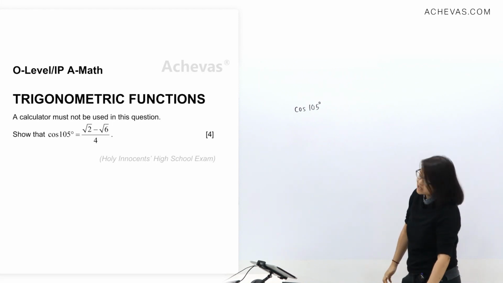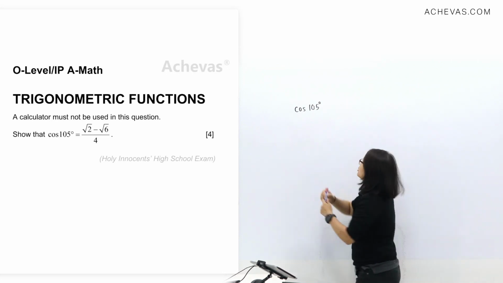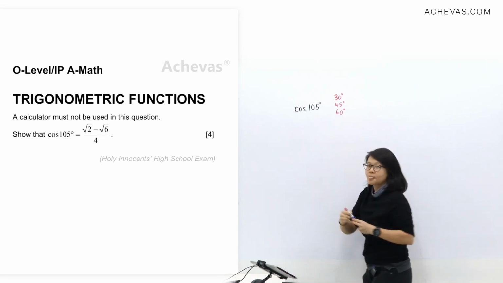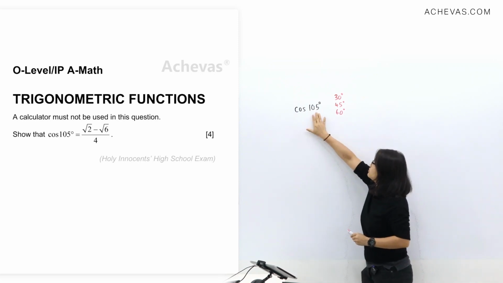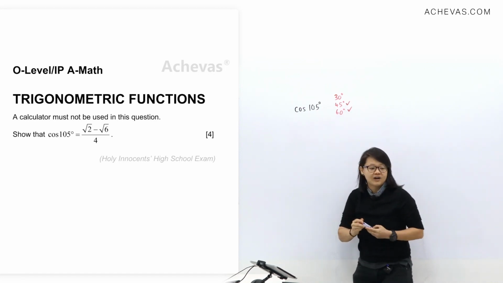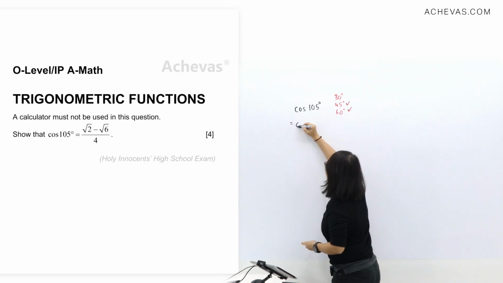Let's take a look at the angle 105 here. We're going to write down the special angles. So we know that the special angles are 30, 45, and 60 degrees. Now let's take a look at what we can change 105 to. So we know that 45 plus 60 is going to be 105. So I'm going to change 105 to 45 plus 60 degrees.